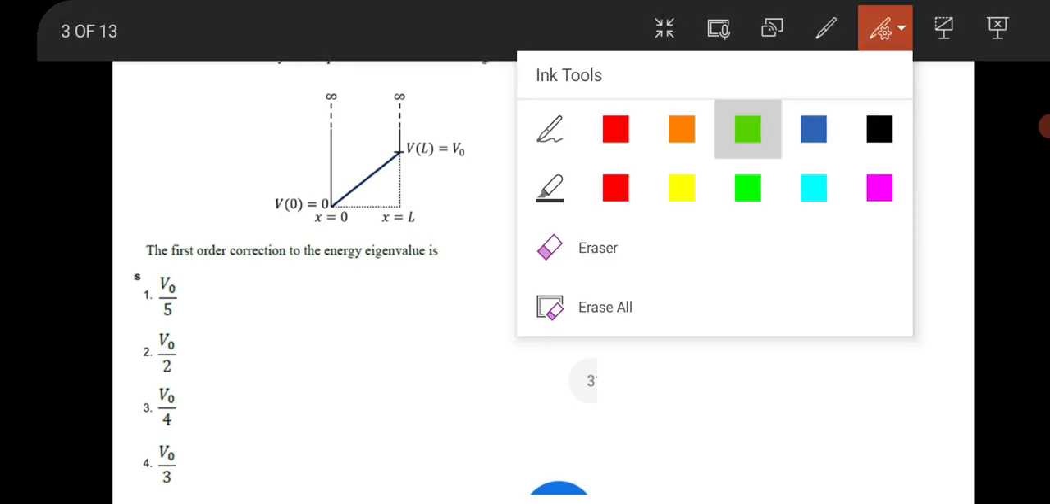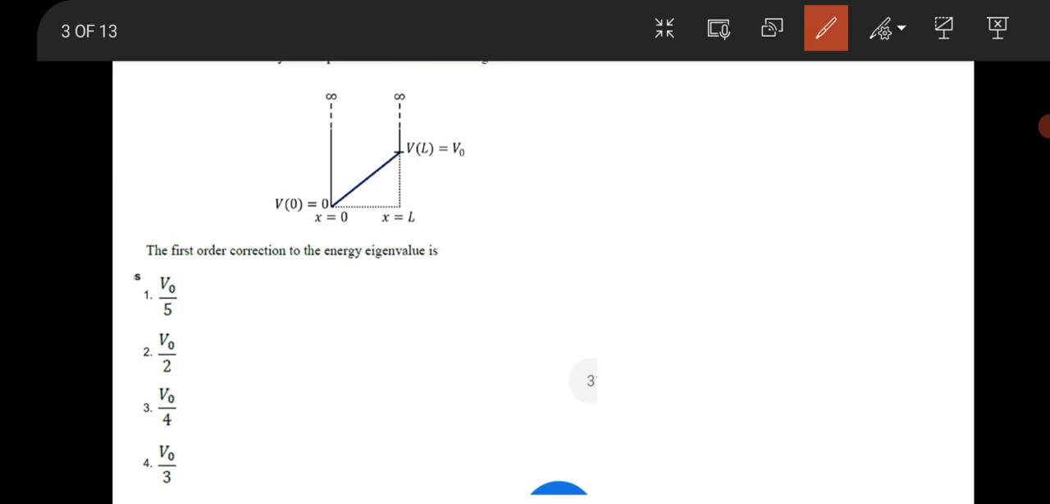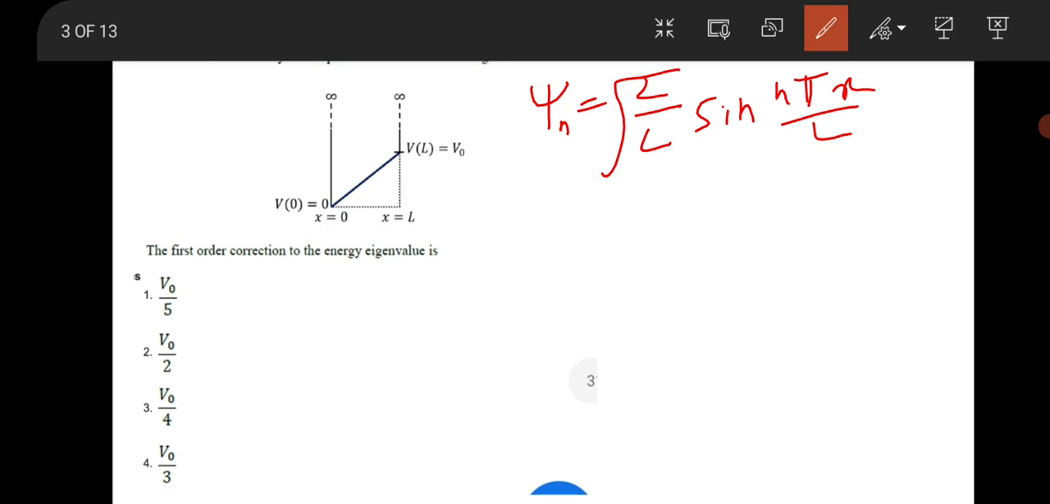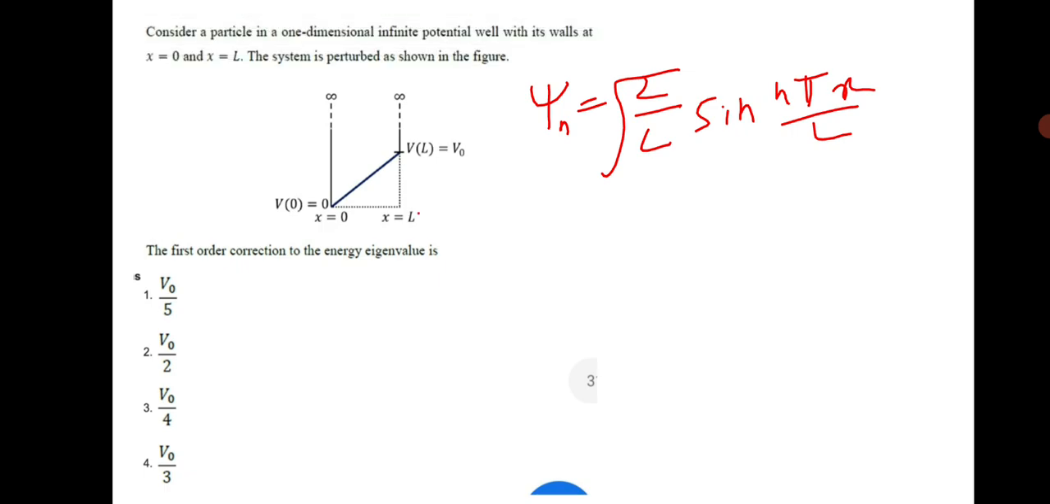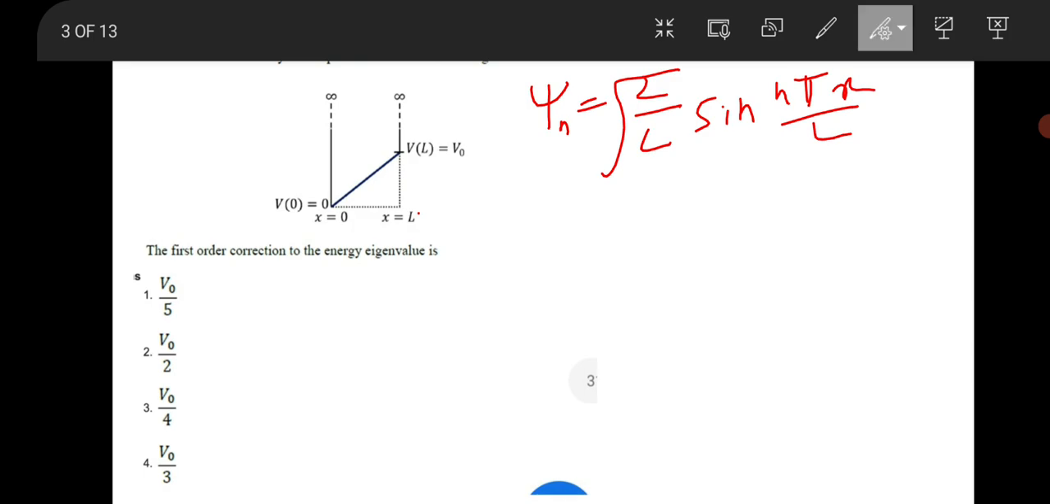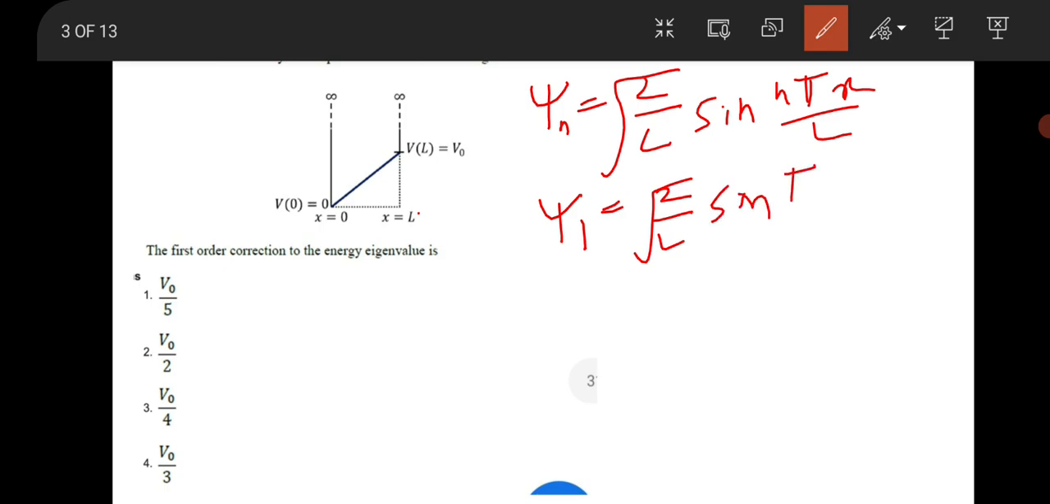First of all, for an infinite potential well from x equal to 0 to x equal to L, that is, of length L, the general wave function psi n will be root over 2 by L sine n pi x by L. If you consider the ground state, then psi 1 is equal to root over 2 by L sine pi x by L. But the perturbation is like that.